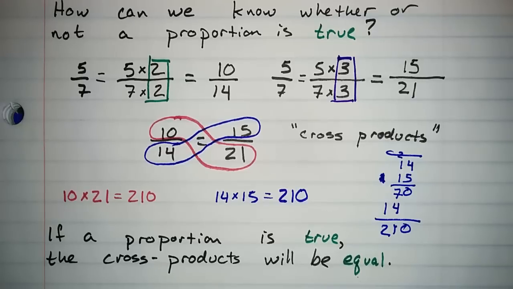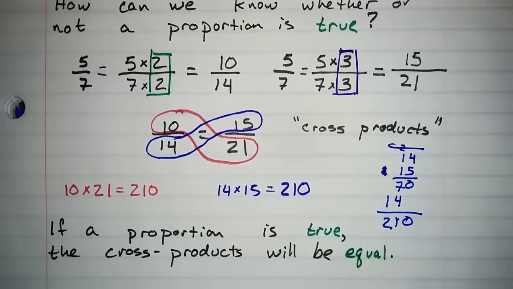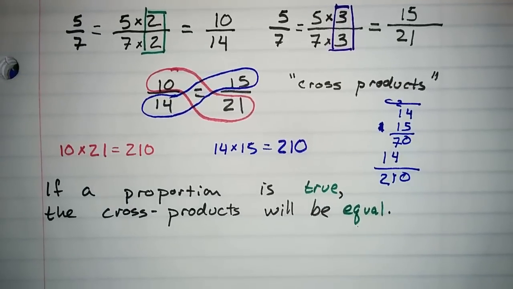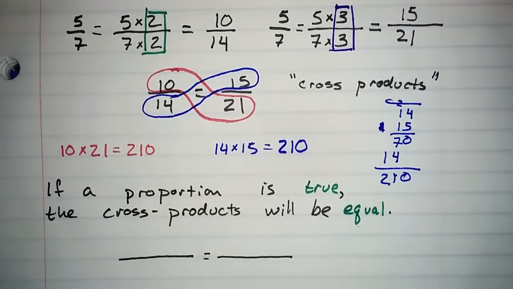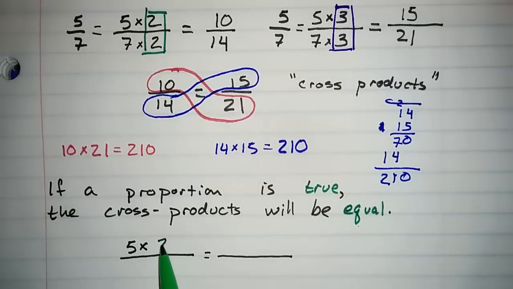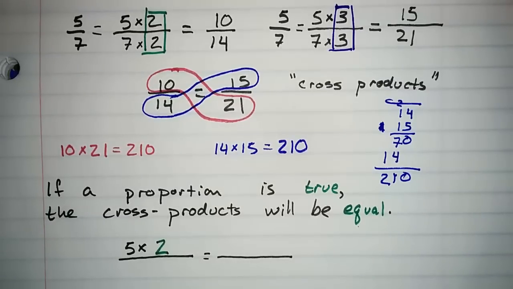Why? Why would that work that way? Well, let's look at what's going on here. Remember where that 10 came from? That was 5 times a 2. And the 14 was 7 times a 2. What about the 15 and the 21? Well, the 15 was 5 times a 3, and the 21 was 7 times a 3.